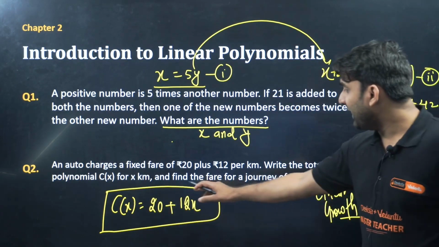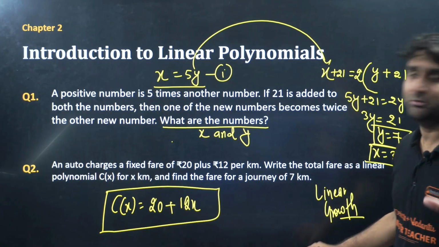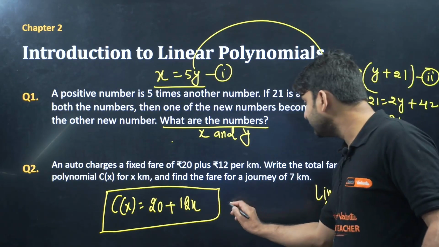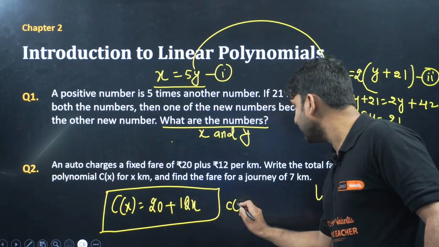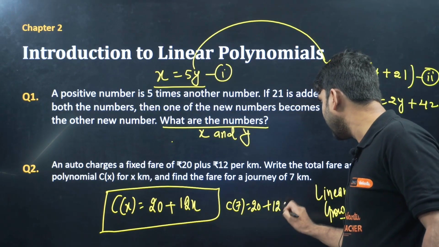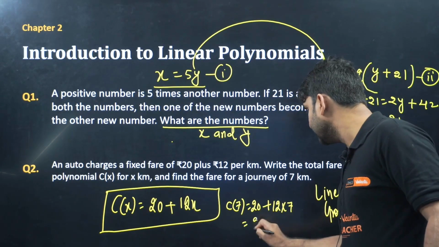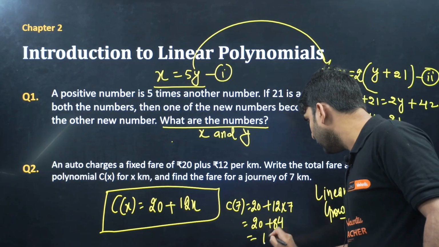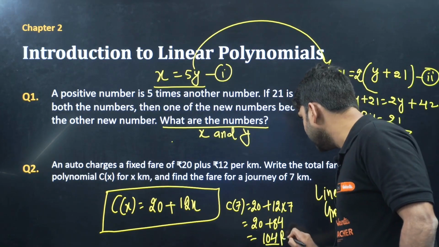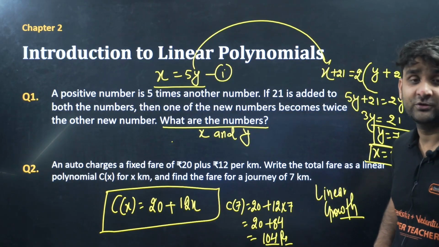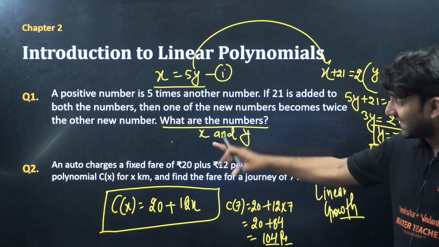Now find the fare for a journey of 7 kilometers. So you need to put here 7 at the place of x. 7 will come. So C(7) is equal to 20 plus 12 into 7. Now solve this. 12 times 7 is 84. 20 plus 84 will be 104 rupees. So the traveler has to pay 104 rupees for the 7 kilometer journey by that cab.